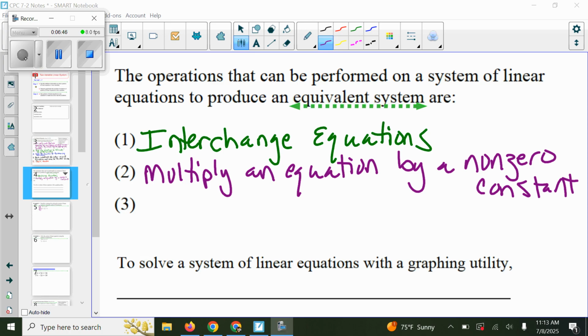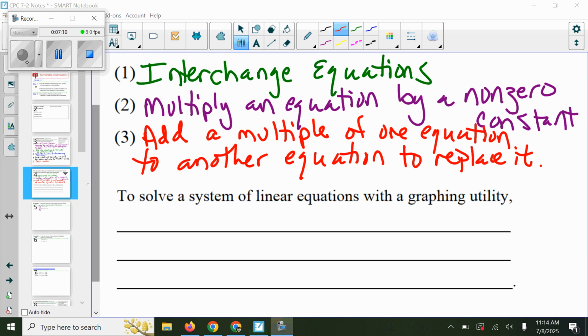The third thing that we can do that gives an equivalent equation is we can always add a multiple of one equation to another equation to replace it, which is what we're doing when we add the two equations together to make that new equation. When we add those two equations, we get an equivalent equation that comes from that. So it is a completely legitimate mathematical operation. All of the things that we do to solve by elimination, we can do with an equivalent equation and be completely fine.